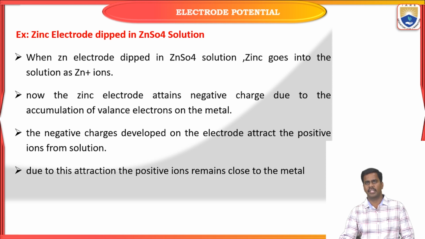When the zinc electrode is dipped in ZnSO4 solution, zinc goes into the solution as Zn2+ ions. Now the zinc electrode attains a negative charge due to the accumulation of valency electrons on the metal. The negative charge developed on the electrode attracts the positive ions from the solution. Due to this attraction, positive ions remain close to the metal.